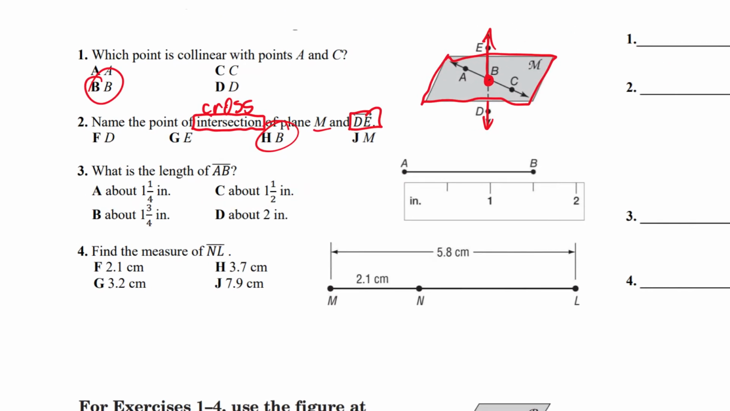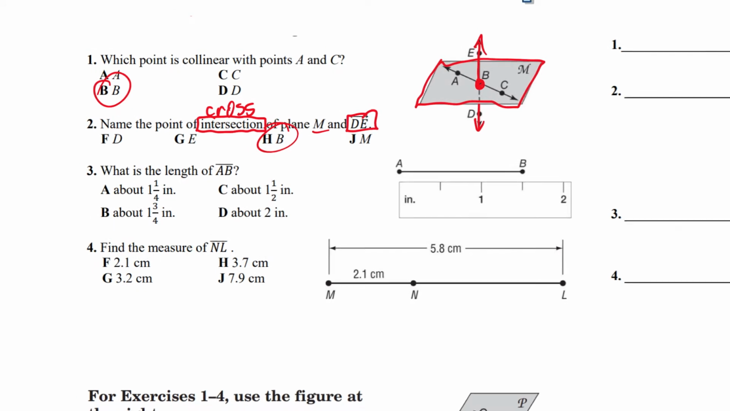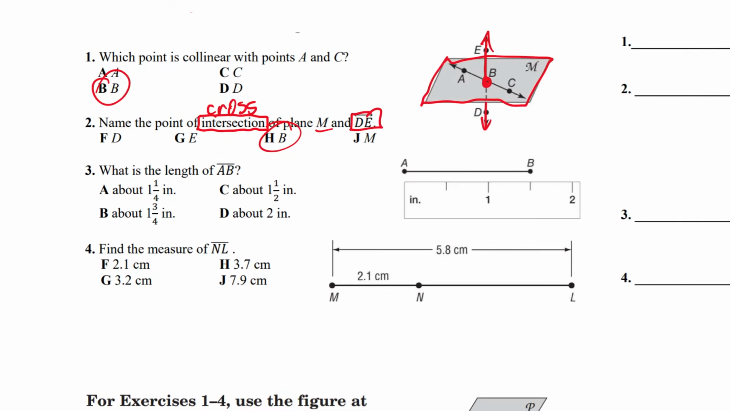Okay, number three, very basic here. About how long is that line segment AB? Right here's 1, here's 2. It's right to the half mark, so this is 1.5.